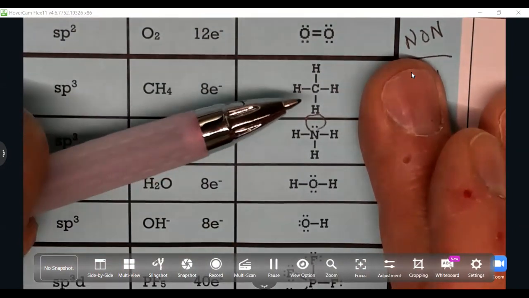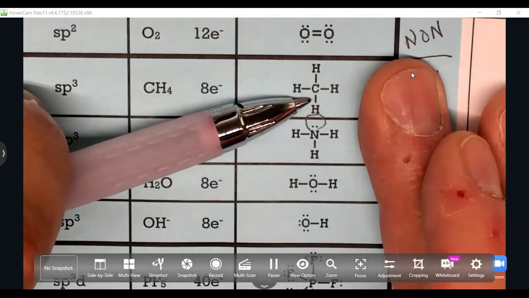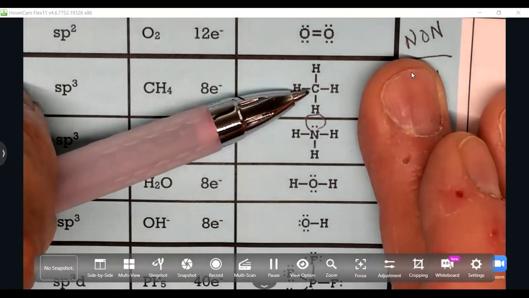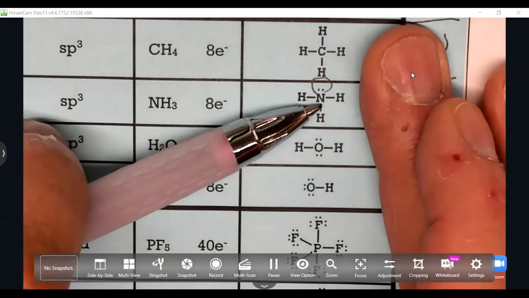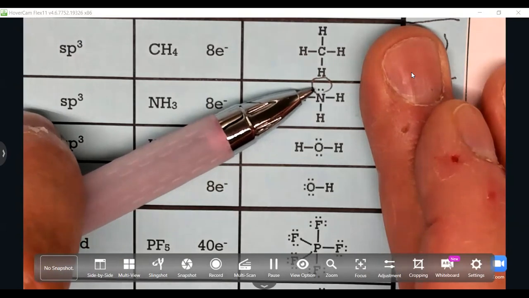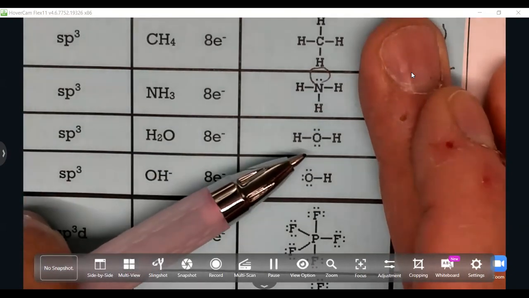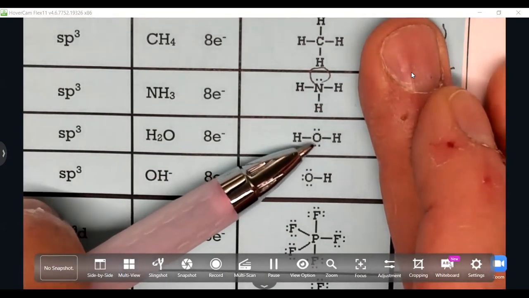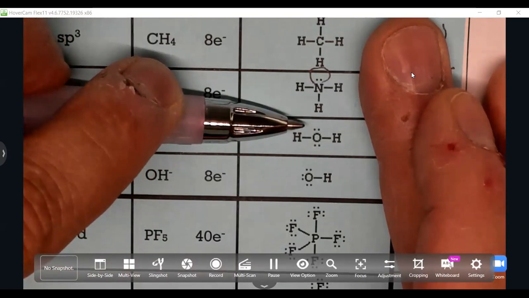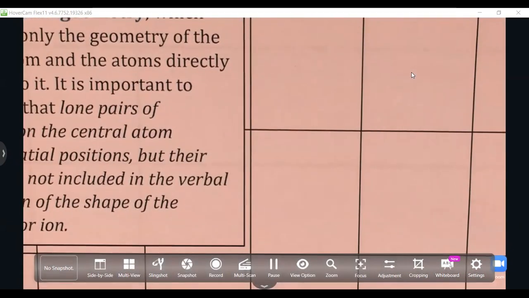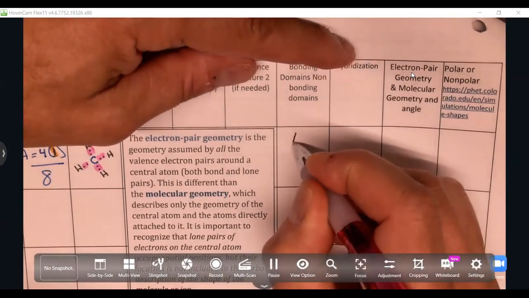Here is our CH4 that we just did. This would be 1, 2, 3, 4 bonding domains and 0 non-bonding domains. This is a 4-0. If we look at this one, there's 1, 2, 3 bonding domains and 1 non-bonding domain. We would call this a 3-1. Here's water. How many bonding domains? 2. How many non-bonding pairs? 2. This would be called a 2-2. So for our example that we just did, this is a 4-0.